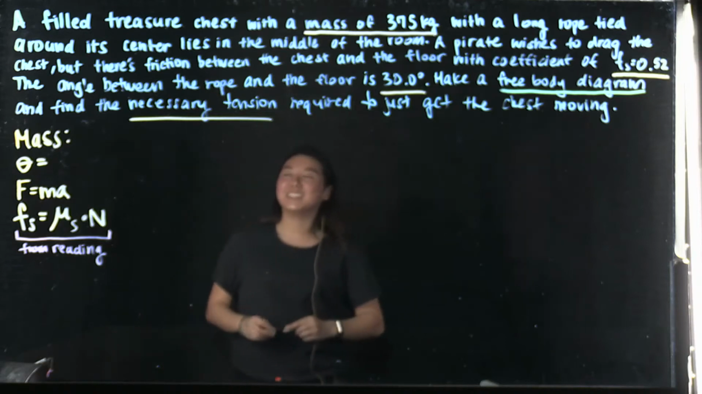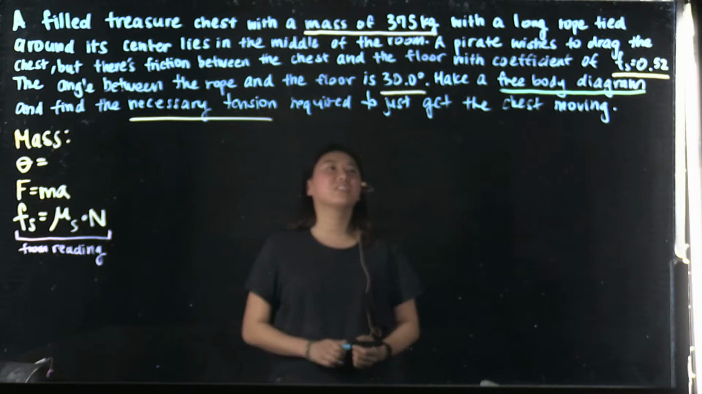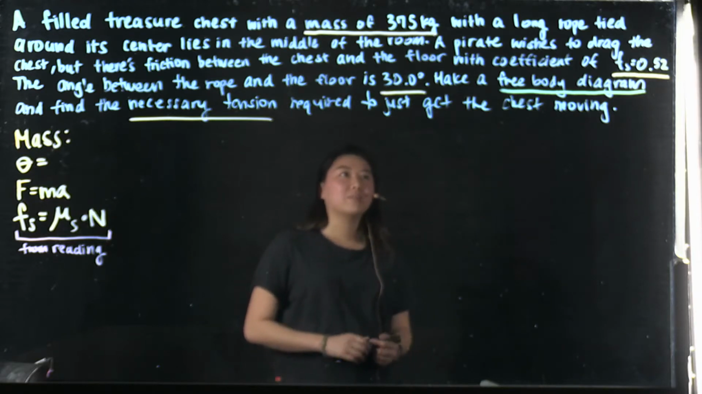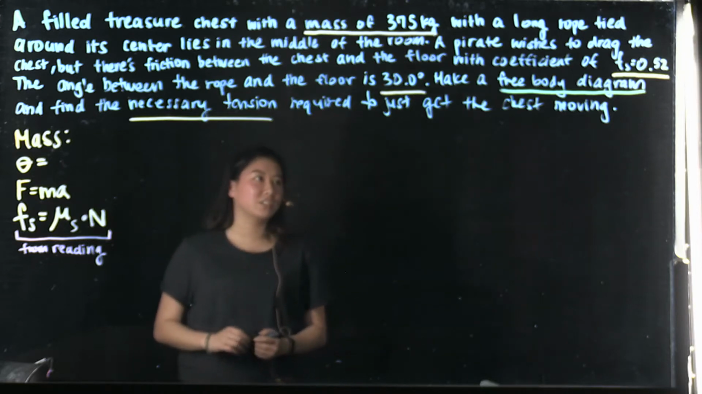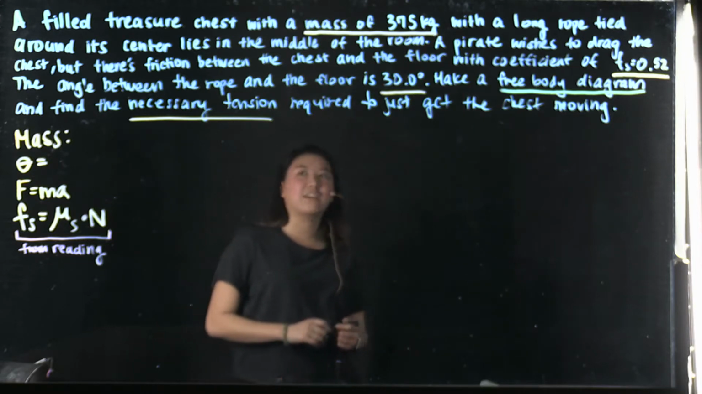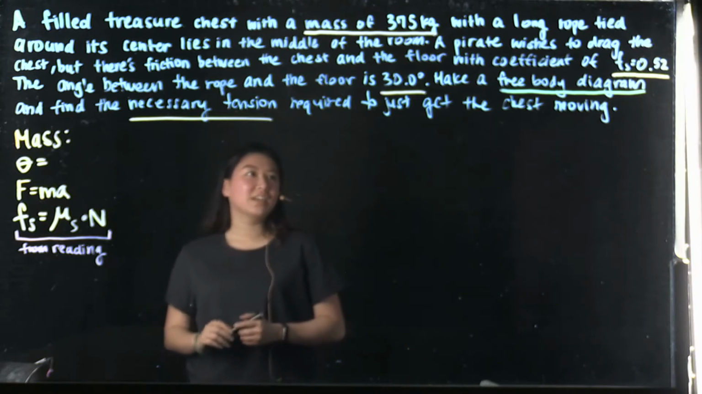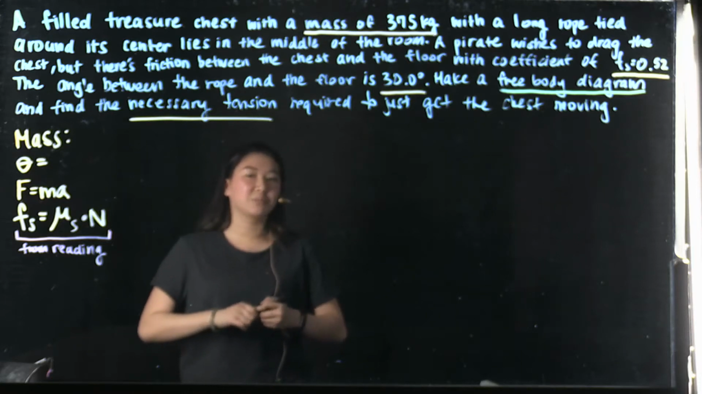So, our problem is a filled treasure chest with a mass of 375 kilograms, with a long rope tied around its center, lies in the middle of the room. A pirate wishes to drag the chest, but there's friction between the chest and the floor with coefficient of static friction 0.52. The angle between the rope and the floor is 30 degrees. Make a free body diagram and find the necessary tension required to just get the chest moving.